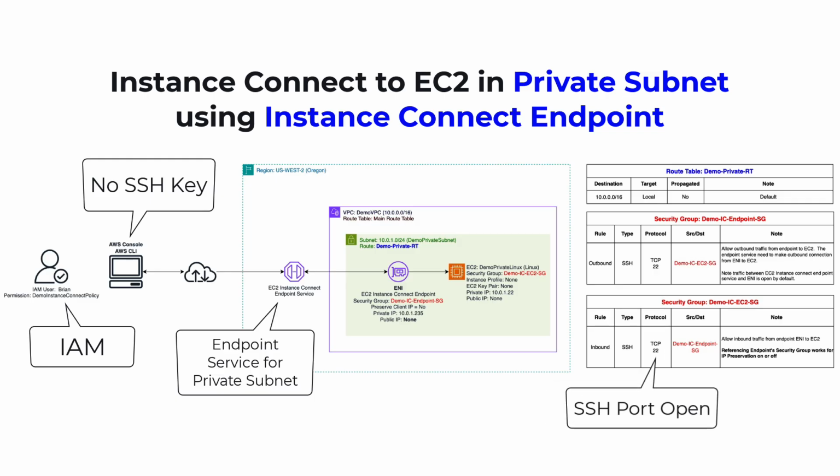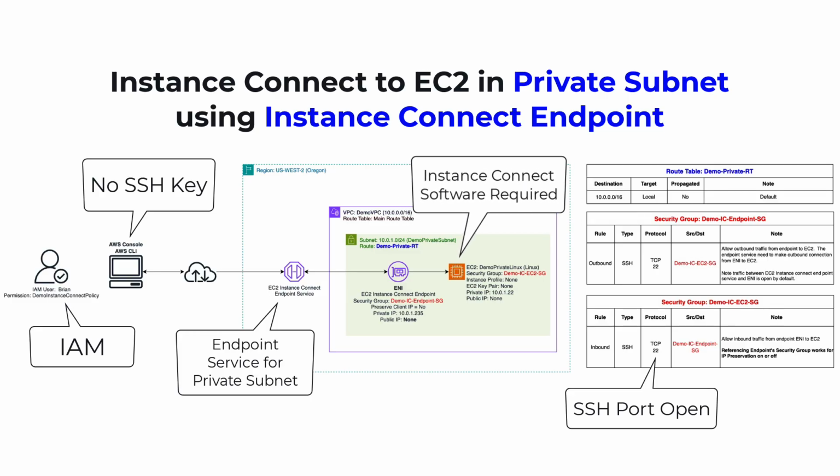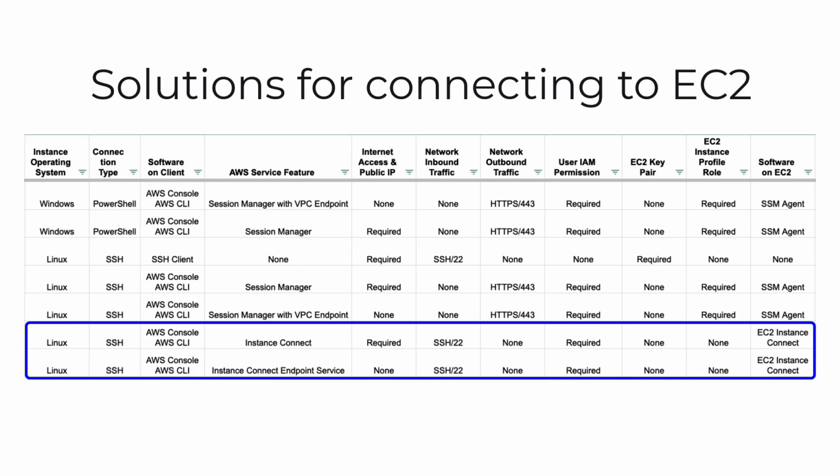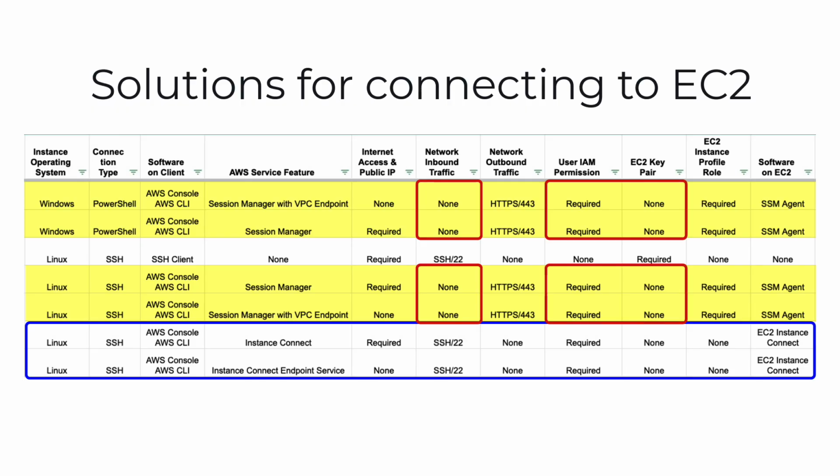The downside is that you still need to open inbound port 22 for SSH for your EC2. This may be a security risk for highly sensitive workloads. You also need to make sure that your EC2 has Instance Connect software installed. Finally, the Instance Connect solution we discussed in this video only works for Linux, not Windows. So, as an alternative, you may consider using AWS Session Manager, which does not require you to open inbound port 22, and it still uses IAM credentials to authenticate. You can check out the Connecting to EC2 using Session Manager video to learn more about this option.